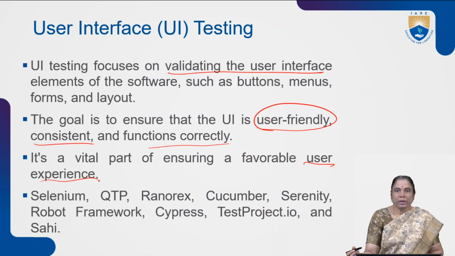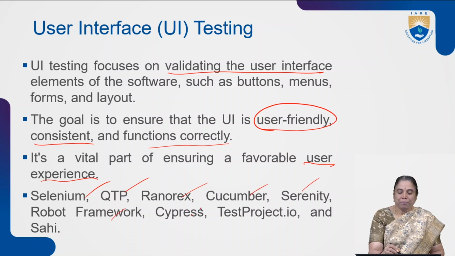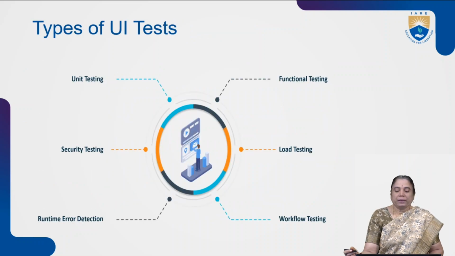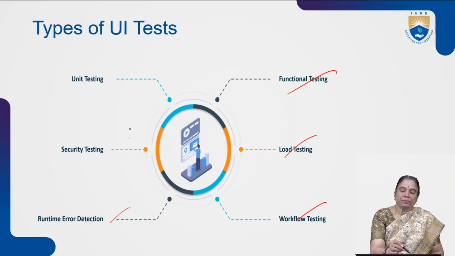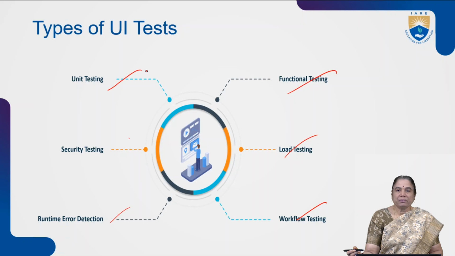So, a variety of UI testing tools are available, like Selenium, QTP, Ranorex Studio, Cucumber, Serenity, Robot Framework, Cypress, TestProject.io, and Sahi Pro. These are the popular UI testing tools. The types of UI tests generally performed are functionality testing, load testing, workflow testing, runtime error detection, security testing, and unit testing, which are majorly considered in case of UI testing.